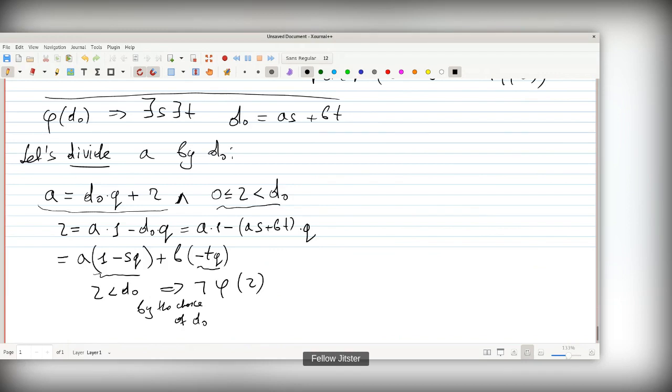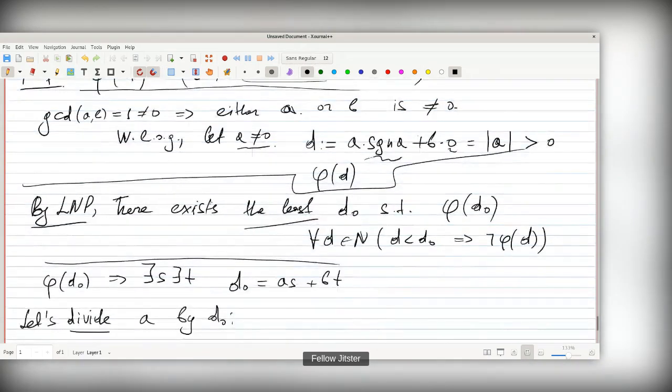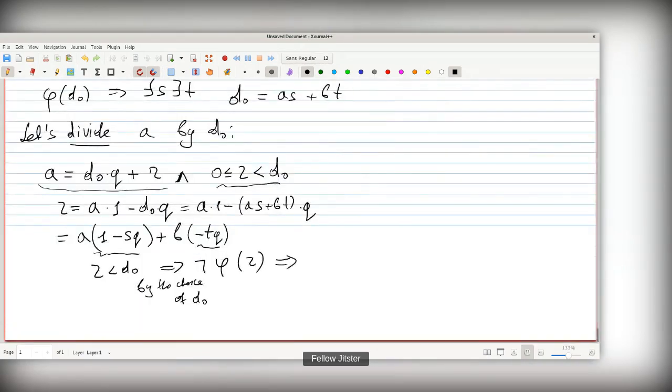But on the other hand, R is a linear combination of A and B. It is a linear combination, but it doesn't satisfy phi. How could it be possible? That means that R is not greater than 0. So the only possibility is that R equals 0. So A is just D0 multiplied by Q.